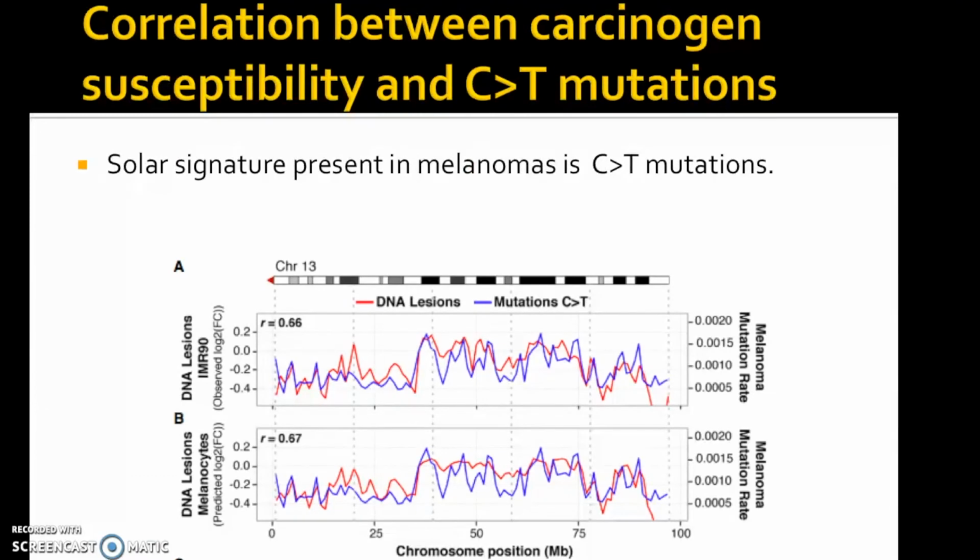A solar signature known as a C-to-T base pair mutation is often found in melanomas, as well as UV-induced lesions. Figure A shows a direct correlation between DNA lesions and the C-to-T solar signature. This shows that susceptibility to carcinogens is correlated to mutation frequency.